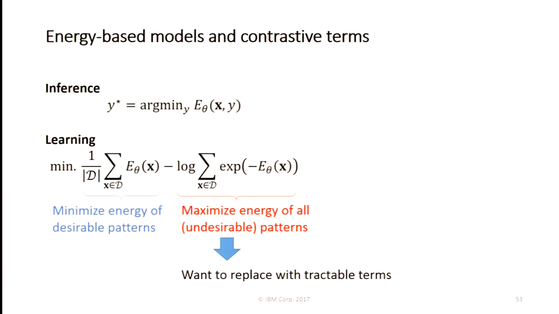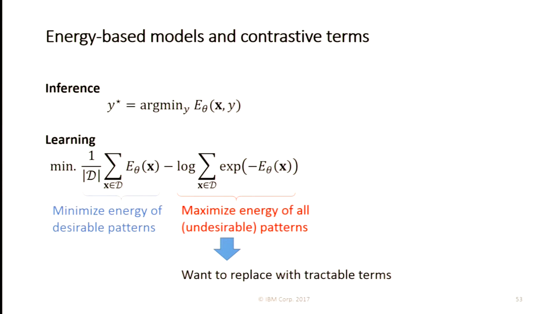The inference goes like this. Here we are thinking about some discriminative learning. Given your input x, you want to give the best output y. So the inference can be done like this: you want to choose the output y which minimizes this energy function for a given input x.